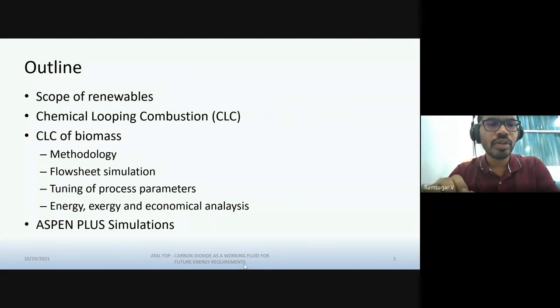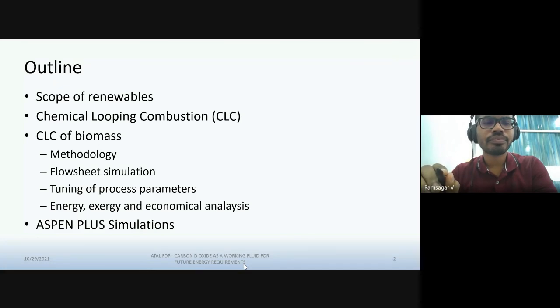Since this FDP is more towards the use of CO2 as a working fluid, whenever we are using CO2, the most important point is that we should estimate the properties of CO2 at different operating conditions with the most accuracy. So let us see how to estimate the properties of CO2: pure component properties, primary and secondary, and some properties at high pressure conditions, the supercritical state.